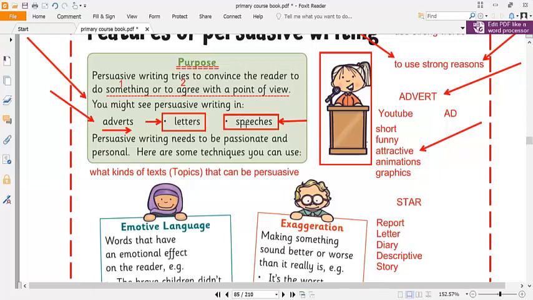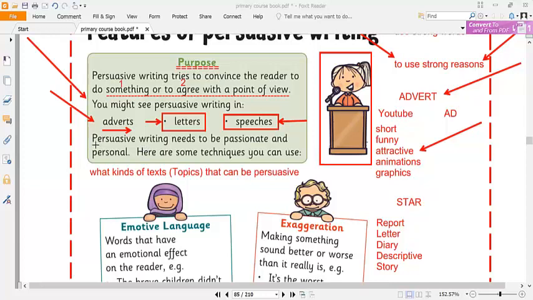Who can say again the types of topics that can be persuasive? It can be letters, it can be speech. And the third is the most important one. Advert. The third one is advert or advertisement, which means the announcement.